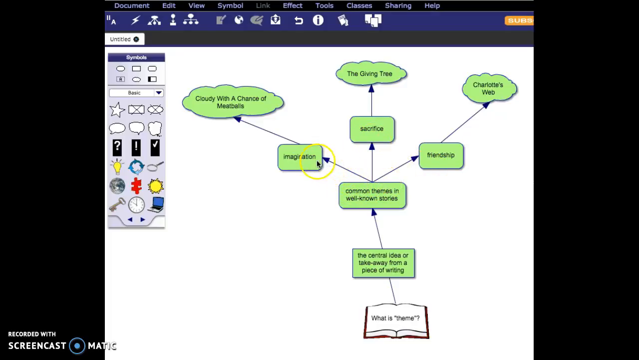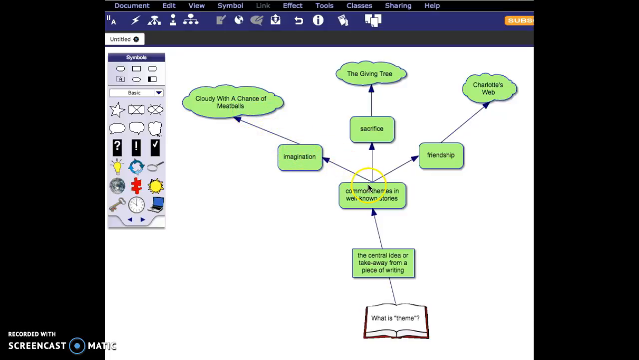The first common theme, imagination, we can find in the book Cloudy with a Chance of Meatballs, which is a familiar book to most students. After reading the book, you know that imagination was used to write it, and readers use a lot of imagination while reading it as well. And so we know that it's a common theme of that story.